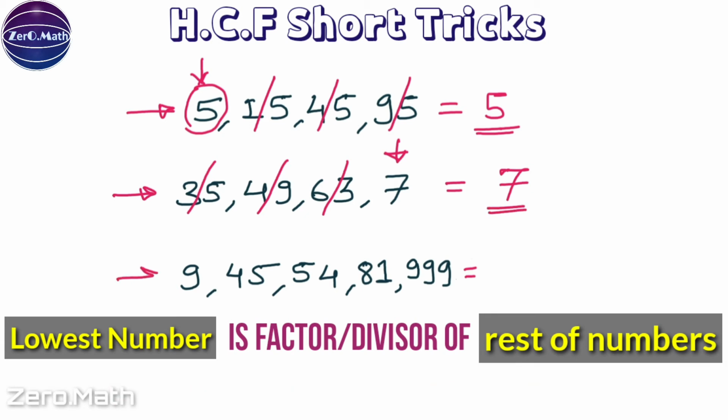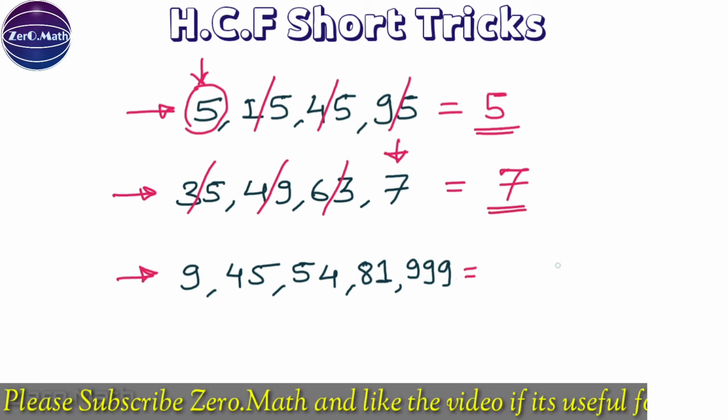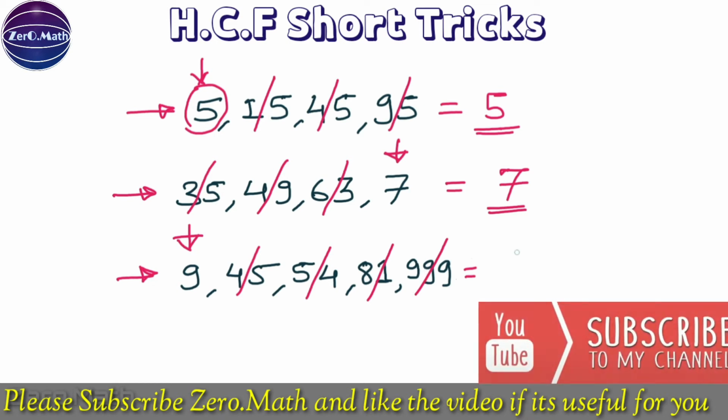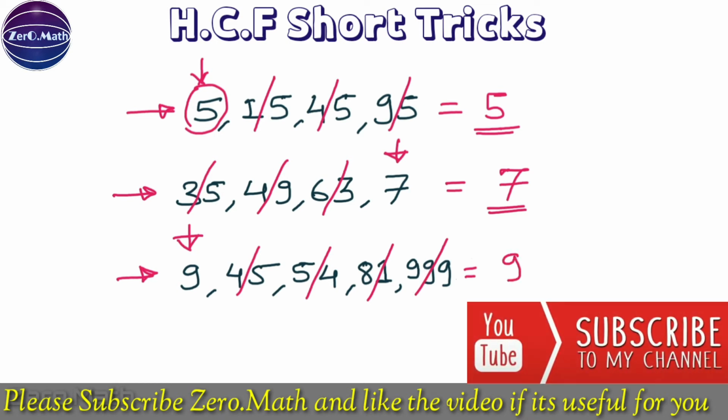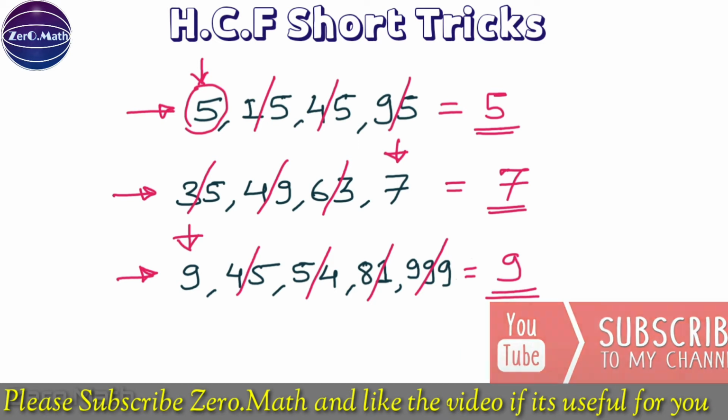Let's take the next one. There are so many numbers, so it looks scary, but don't worry. Let's first find out the lowest number, which is 9. Then check, 9 is a factor of 45, it is a factor of 54, it is a factor of 81, it is a factor of 999 as well. Hence the HCF of these numbers is 9. Very easy, isn't it?